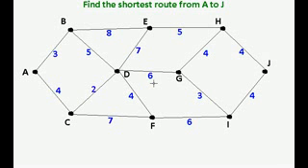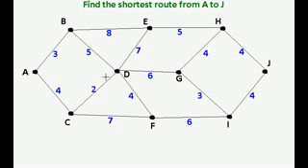Okay, we're going to look at another example of using Dijkstra's algorithm. In this case, we're going to try and find the shortest route from A all the way over to J. Okay, so this is a slightly more complicated example where just doing it by inspection might not be the best idea.